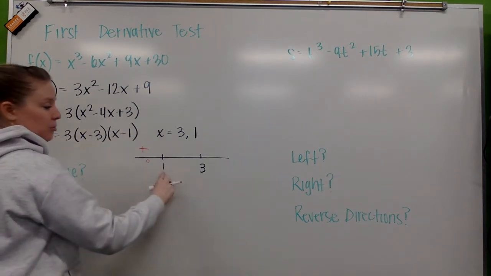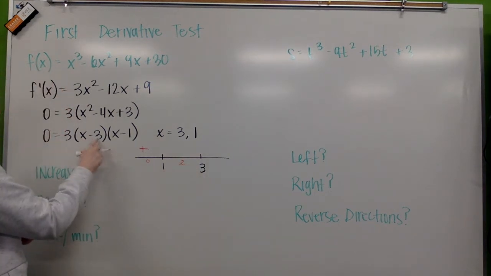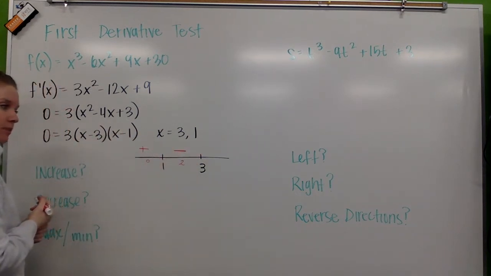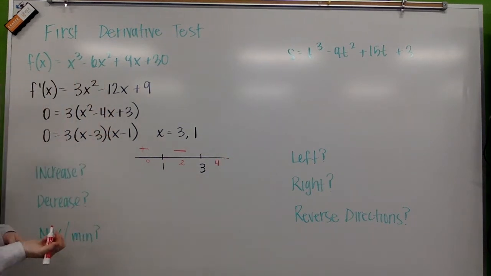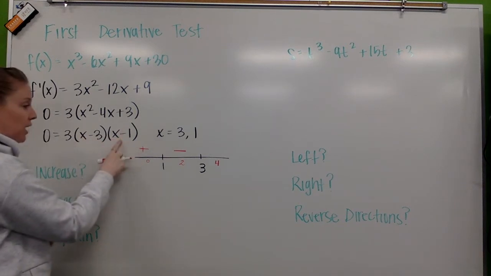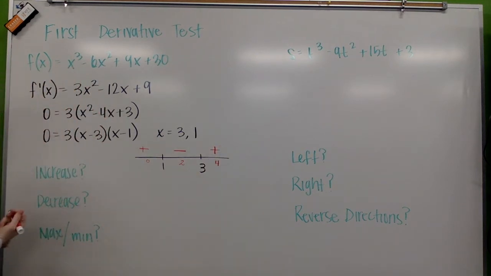Okay, then I'm going to test a number between 1 and 3, so I'm going to plug in 2. 2 minus 3 is negative. 2 minus 1 is positive. Negative times a positive is negative. And then I'm going to plug in a number greater than 3, which is 4. 4 minus 3 is positive. 4 minus 1 is positive. Positive times a positive is positive.